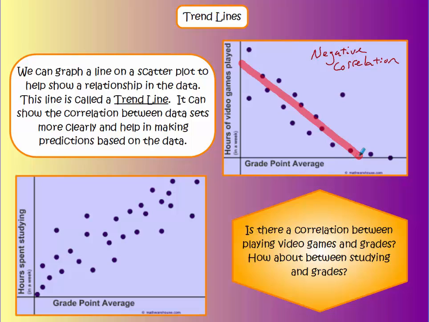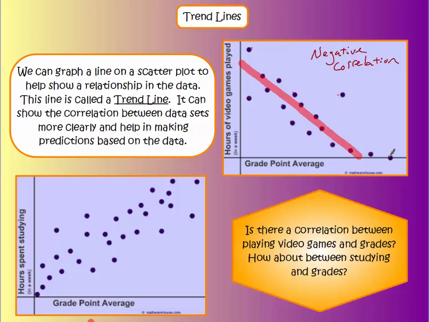So about the same amount of spots above the line as you have below the line. So let's say I have about 1, 2, 3, 4, 5, 6 above, and I have 1, 2, 3, 4, 5, 6 below. So I'm pretty close. That's a pretty good estimate for a trend line.